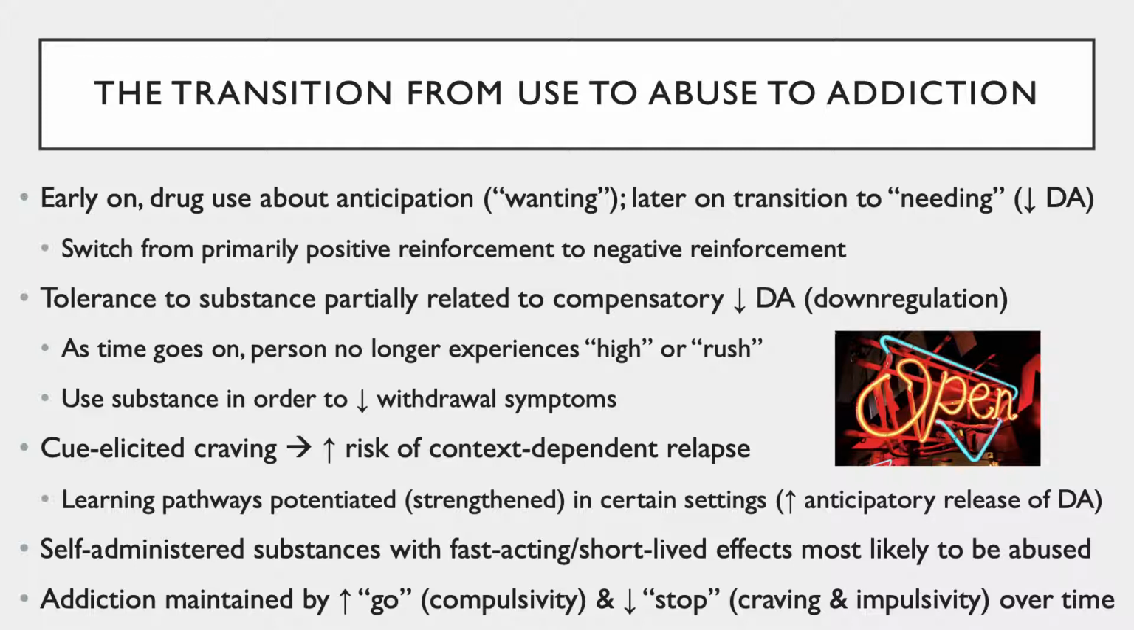Another factor that plays a role in the transition to addiction is cue-elicited craving, which refers to craving that is prompted by cues in the environment that remind the person of their desire to use. The more cue-elicited craving the individual experiences, the higher their risk of context-dependent relapse. It could be something as small as driving by an open sign on a bar that reminds the person of how much they used to love drinking and might inspire craving.